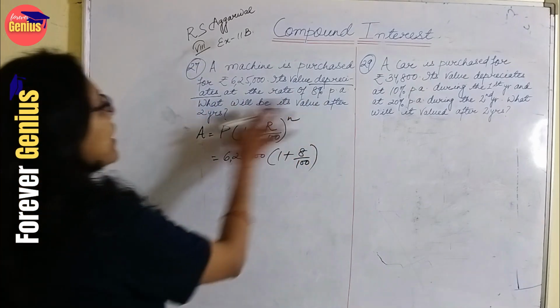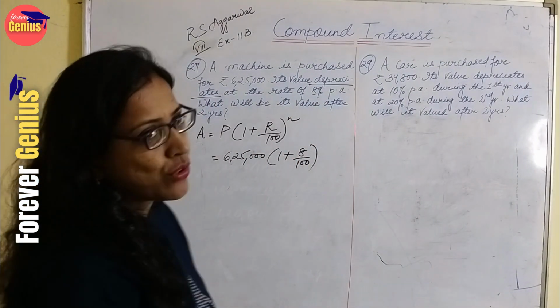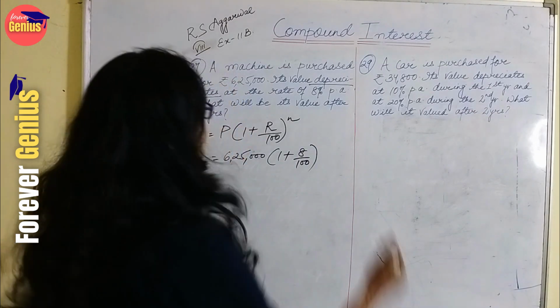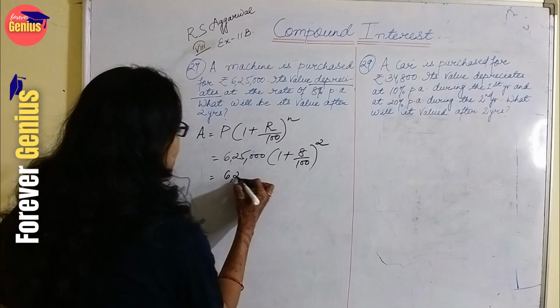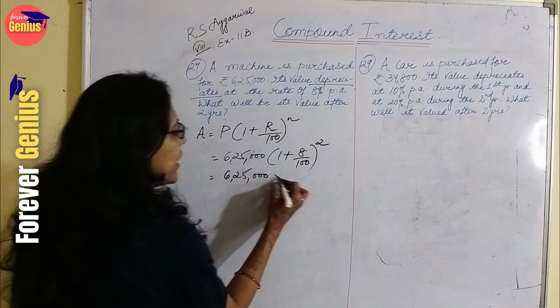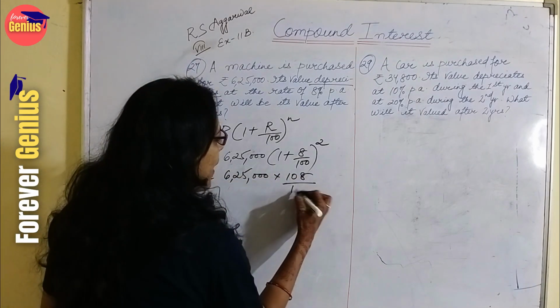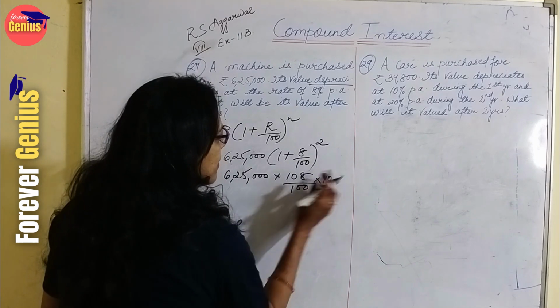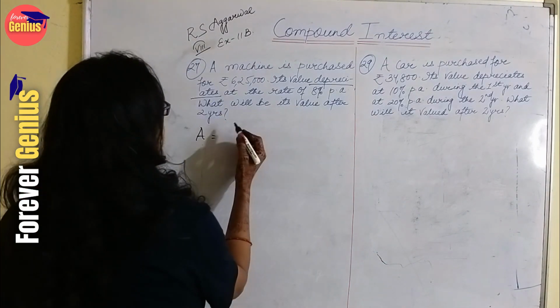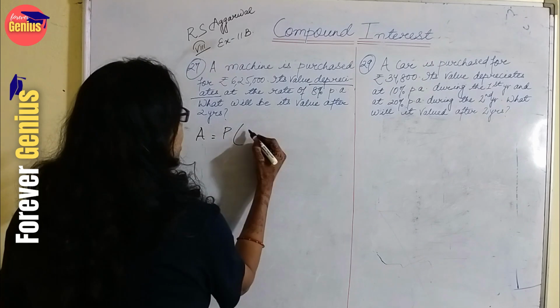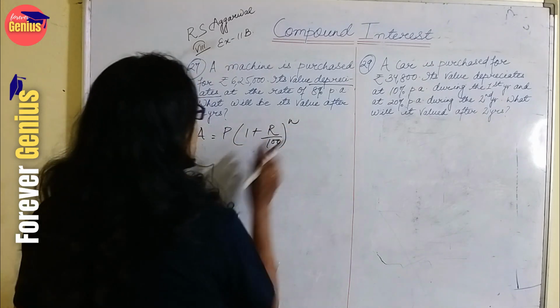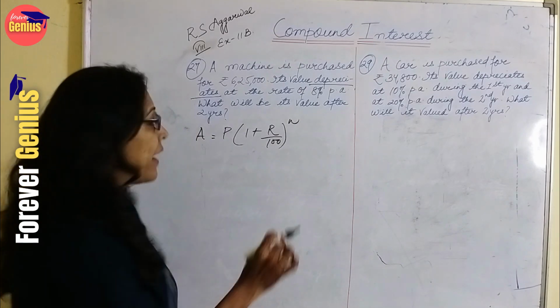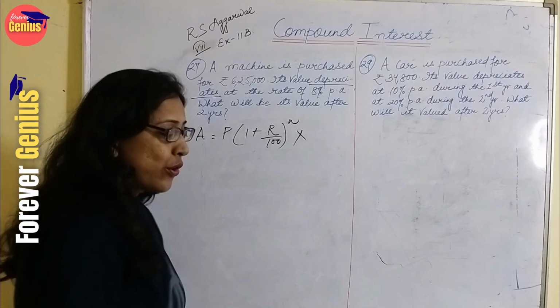It is given, nothing has been mentioned, so we are supposed to take it as annually. And this is 2 years. So this is equal to 6,25,000 into 108 by 100 into 108 by 100. And this is depreciation. So if I use this formula which I have been using, there will be an error here. It will be wrong.